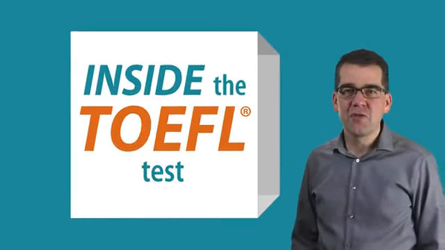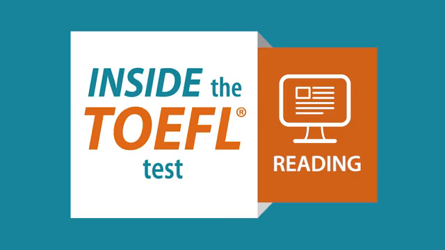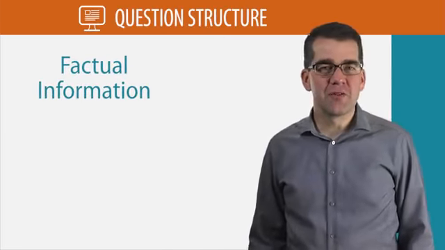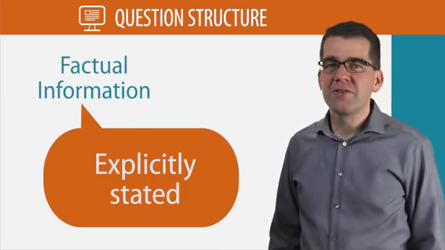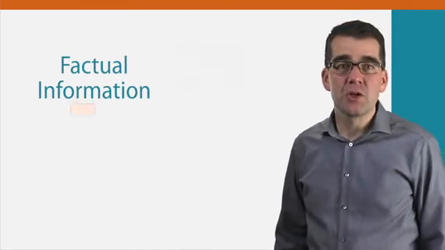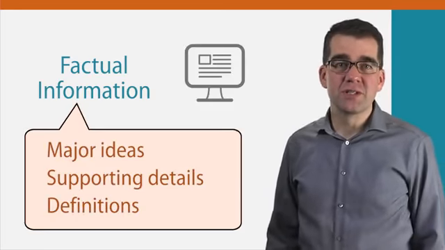Today on Inside the TOEFL Test, we're going inside the TOEFL iBT reading section, specifically the factual information and negative factual information questions. Factual information questions ask you to recognize information that is explicitly stated in the text. These may include facts such as major ideas, supporting details, or definitions.